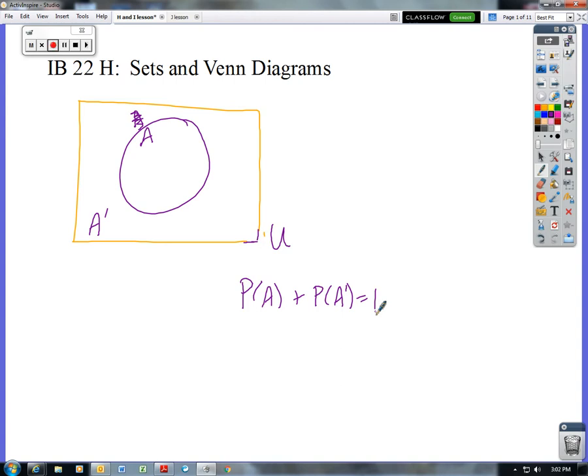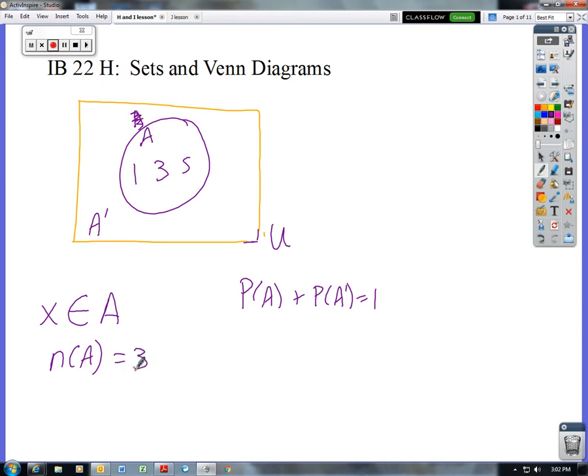Some other notation is element. So X is an element of set A. Like say set A was the odd numbers 1, 3, 5. So this means X is an element of set A. N of A simply means the number of elements in A. So in my case, I've got 3 numbers in there, so that would be 3.